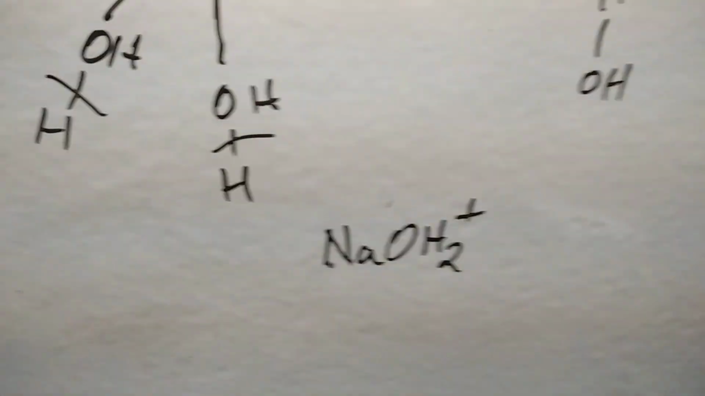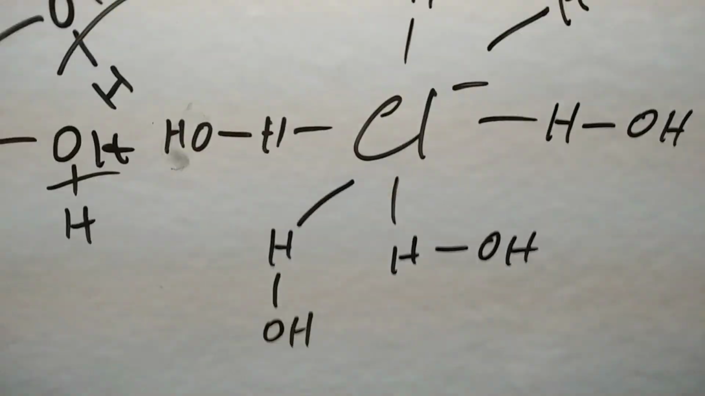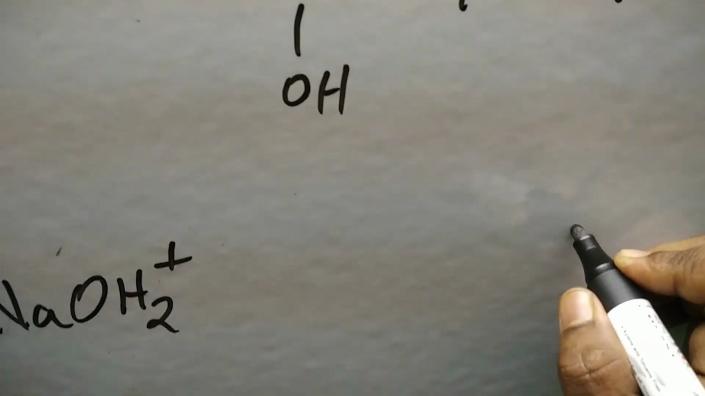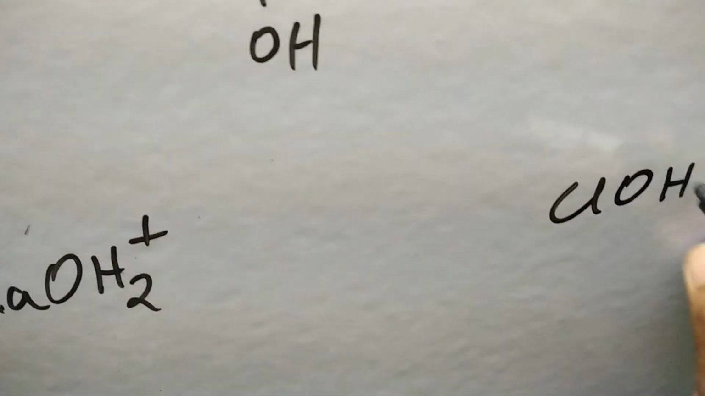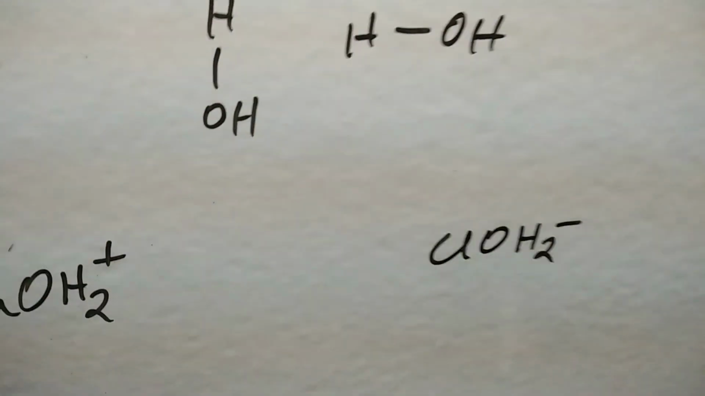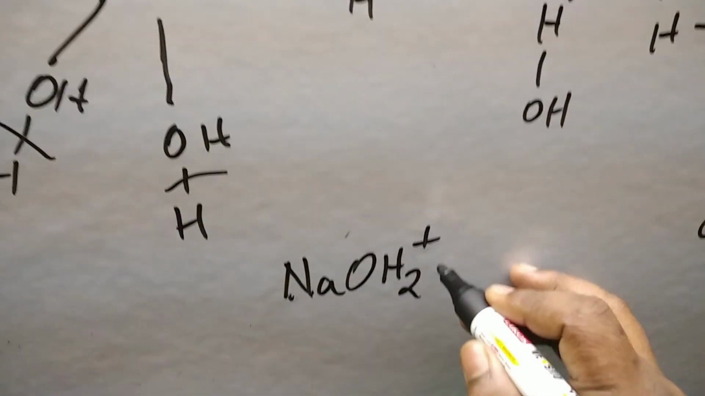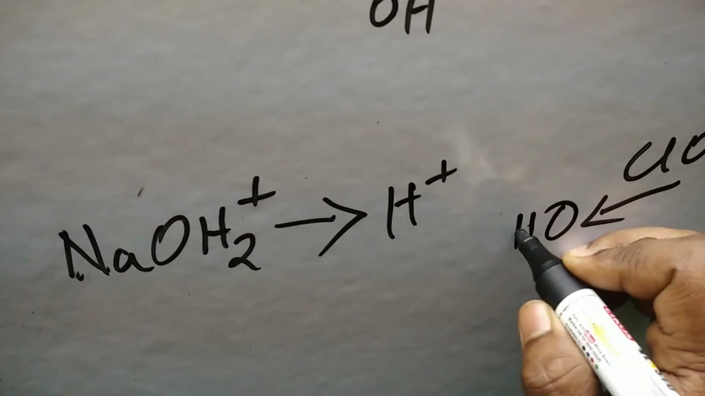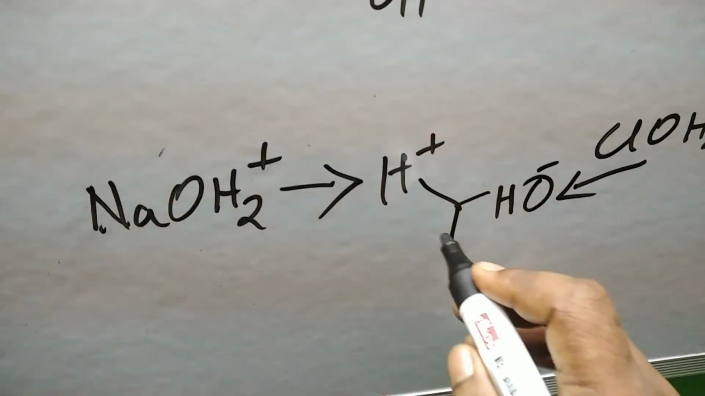NaOH2 plus, and when Cl is reacting with H2O, it is forming like this. Cl OH2 minus. Yes, so what happens from here? H plus, and from here ClOH minus, OH minus gets released, and this H plus and OH minus react themselves and form H2O.